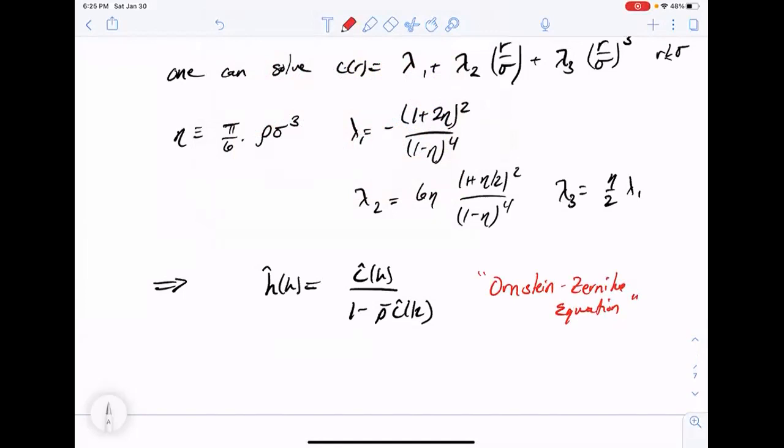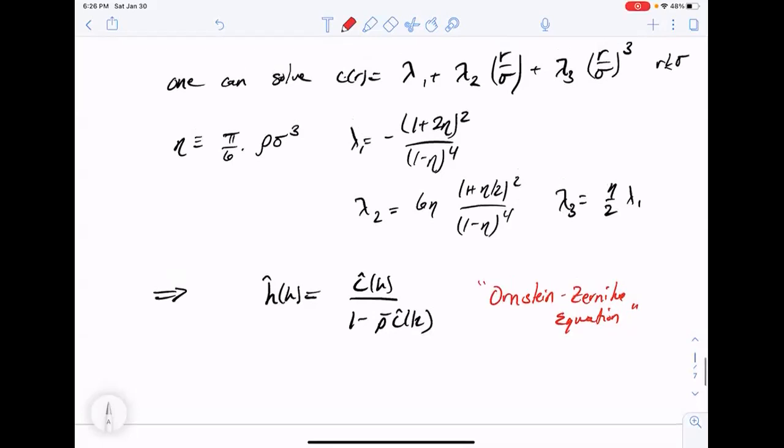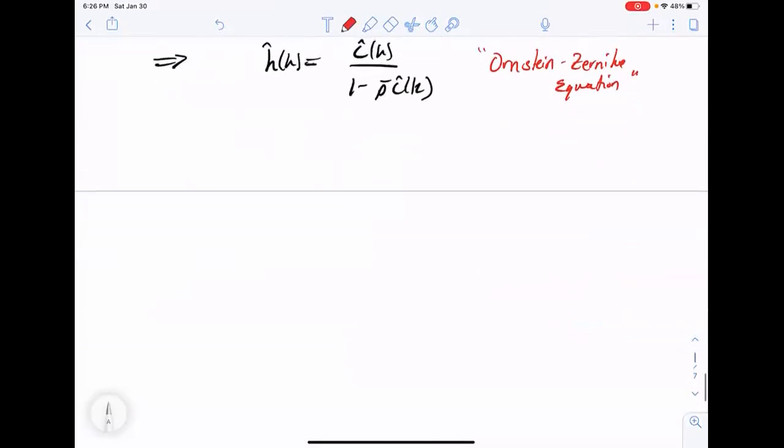It was introduced early in the study of liquids, especially liquids near critical points where correlations diverge and one could associate simple solutions, simple so-called closures for what that C of R might look like. Indeed, there was a whole cottage industry of trying to solve these integral equations for liquid structure, moving beyond just hard spheres.